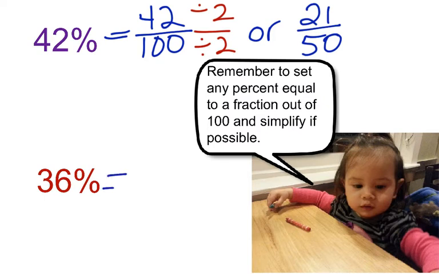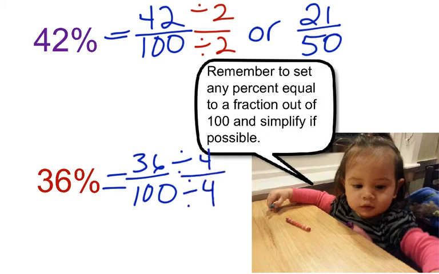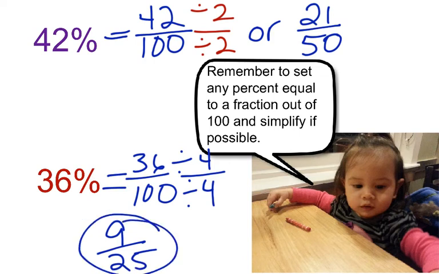Now looking at 36%, of course, we'll start with 36 per 100. It's a really good place to start. And then we can simplify if necessary. 36 and 100 are both divisible by 4, which would give us 9 out of 25. So those are converting percents into fractions. A lot of students find this part a little bit simpler. Just remember to set any percent equal to a fraction out of 100 and to simplify if possible.